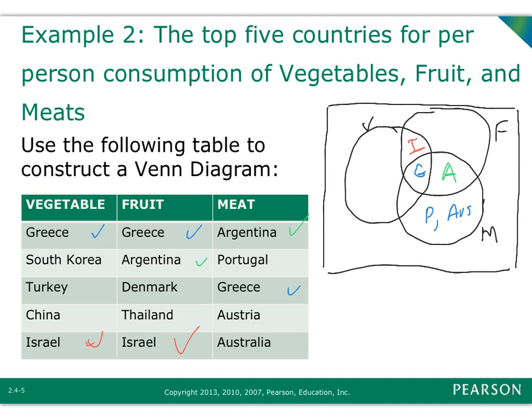For fruit, it looks like it's going to be just Denmark and Thailand. And then finally for vegetables, we have South Korea, Turkey, and China. Okay, and so that concludes how we would do this particular example.